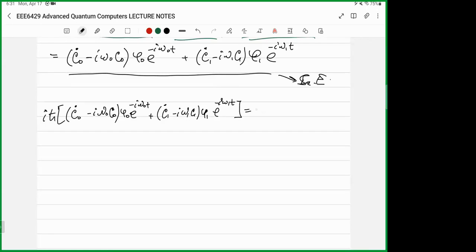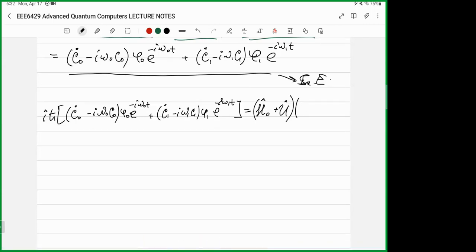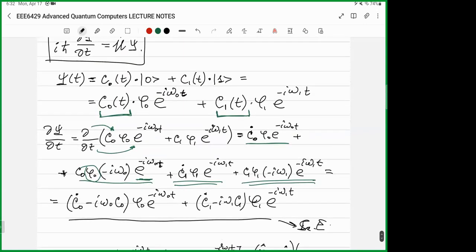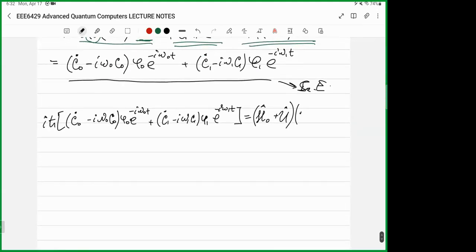Okay, and it's equal to, so for the Hamiltonian I write this as a sum of two, the intrinsic plus the interaction, right? And then for the state vector, I have this general vector. So it is c sub 0 phi 0 e to the power of minus i omega 0 t plus c1 phi 1 e to the power of minus i omega 1 t, this way.